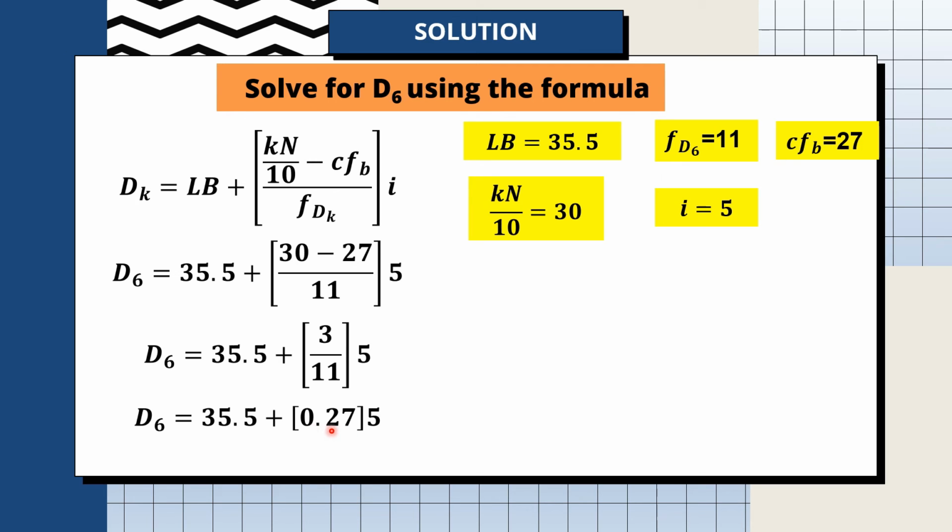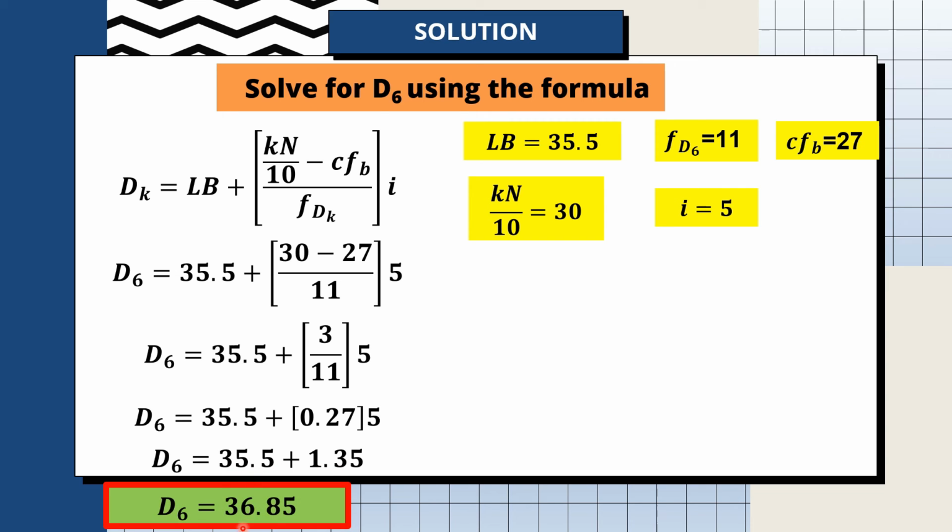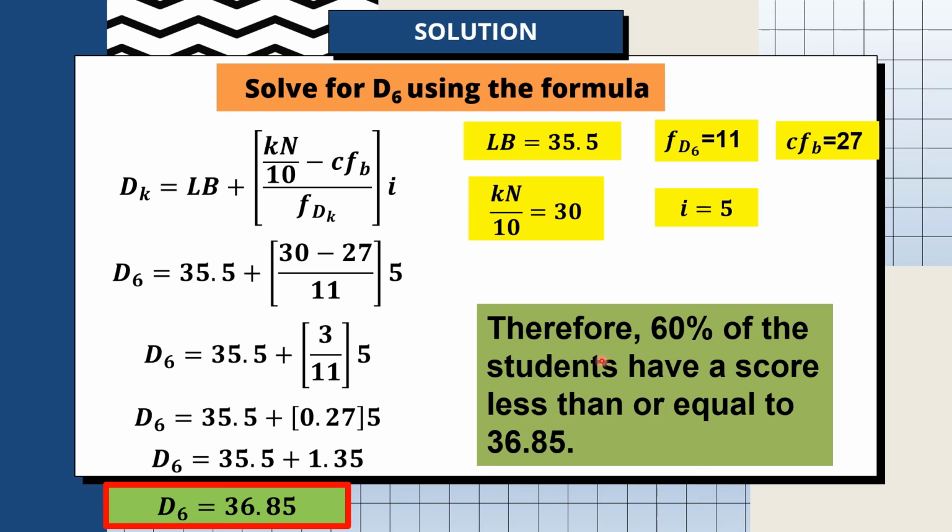Then, 0.27 multiplied by 5, that is equal to 1.35. And then, add lang natin sa ating lower boundary, which is 35.5. That is equal to 36.85. So, it means, ito na yung value ng ating D sub 6. Therefore, 60% of the students have a score less than or equal to 36.85. So, yan po yung ibig sabihin ng ating D sub 6 na 36.85.